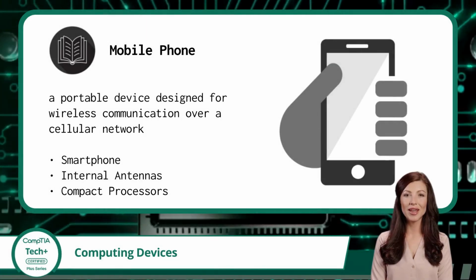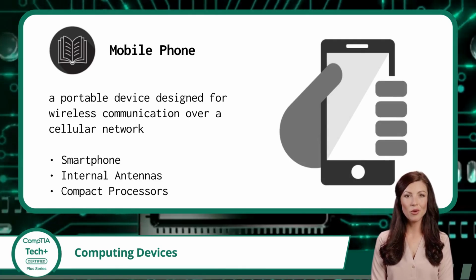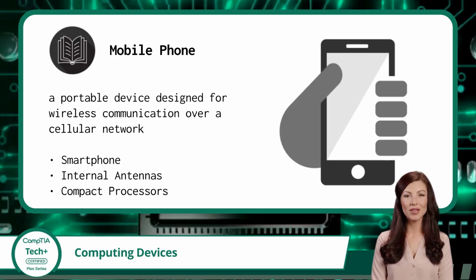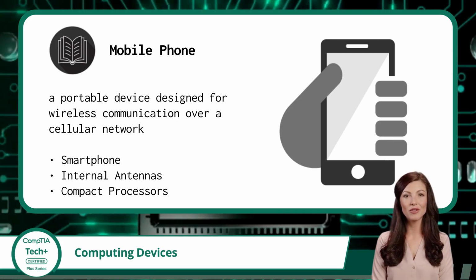There are many different types of computing devices. In this video, we'll go over some of the most common ones you'll encounter, starting with mobile phones. A mobile phone is a portable device designed for wireless communication over a cellular network. That sounds like a pretty simple definition, especially when you consider everything modern mobile phones can actually do.